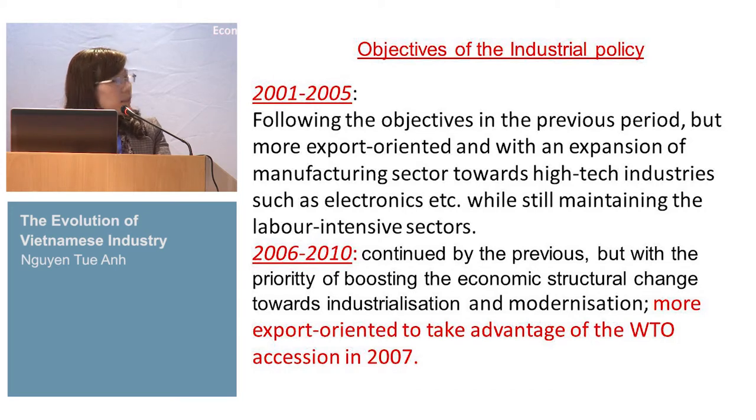Now I would go to the next period. The key goal of the industrial policy was the same as in the previous period, but with the priority of boosting economic structural change toward industrialization and modernization of the country, with more export orientation to take advantage of the WTO accession of Vietnam in 2007.